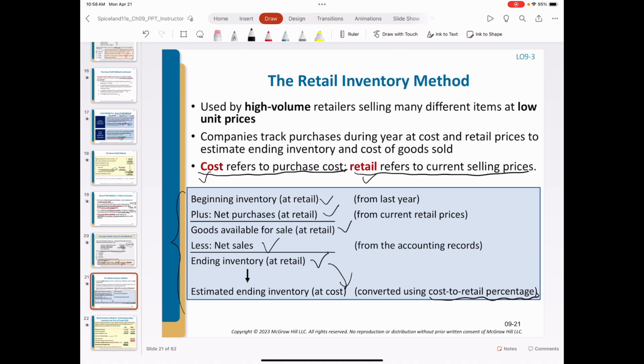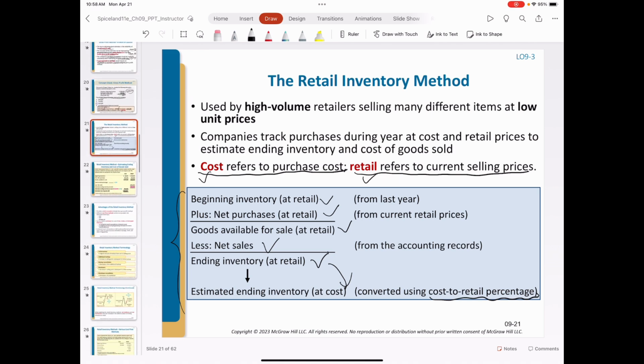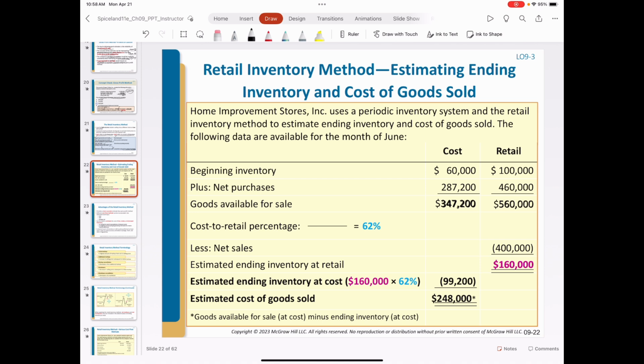So let me introduce the details of these methods. Here we have two columns of information. This basically is a formula: the beginning plus purchase gives the goods available for sale, and less sales, we have the ending balance of inventory. The framework is still the same, and we have these two columns, cost and retail, to track the information.